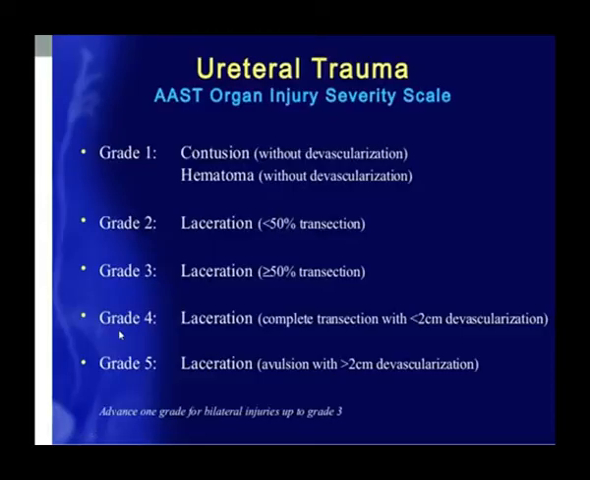Again, the American Association for the Surgery of Trauma scoring of ureteric trauma. Grade 1 is contusion, grade 2 is hematoma without devascularization. Grade 3 is laceration which involves transection of less than 50%, while grade 4 involves transection of more than 50%, with less than 2 centimeter devascularization, while grade 5 is laceration with more than 2 centimeter devascularization.